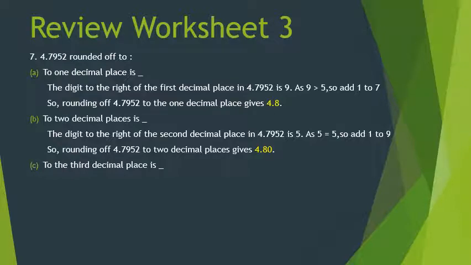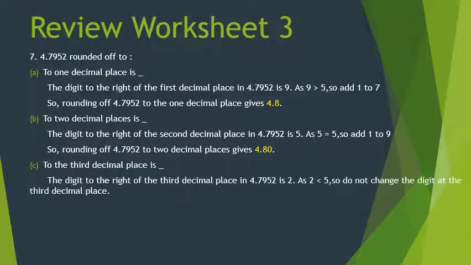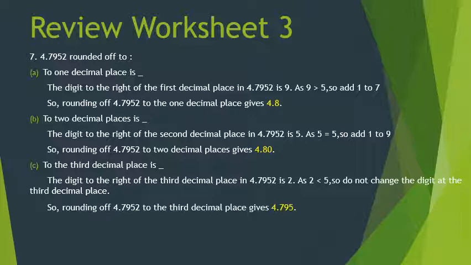Now let's come to the C part. 4.7952 rounded off to the third decimal place is, the digit to the right of the third decimal place in 4.7952 is 2. As 2 is less than 5, so do not change the digit at the third decimal place, which is 5, and therefore rounding off 4.7952 to the third decimal place gives 4.795.